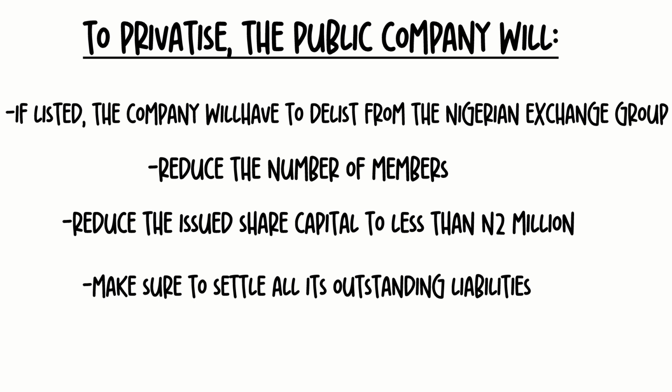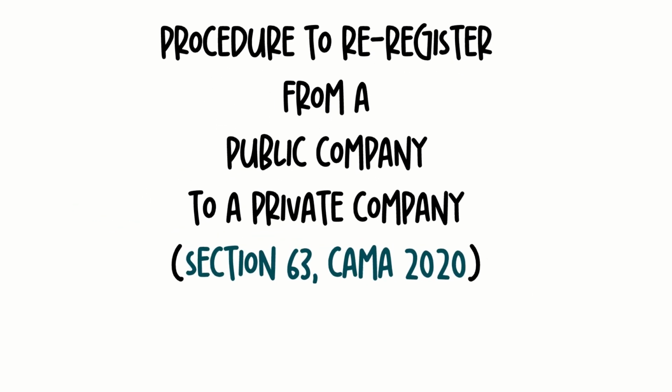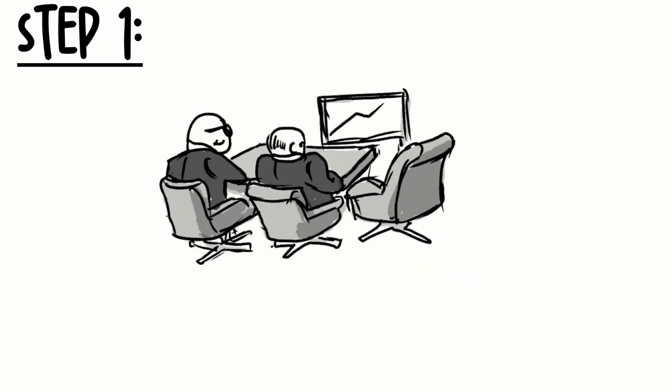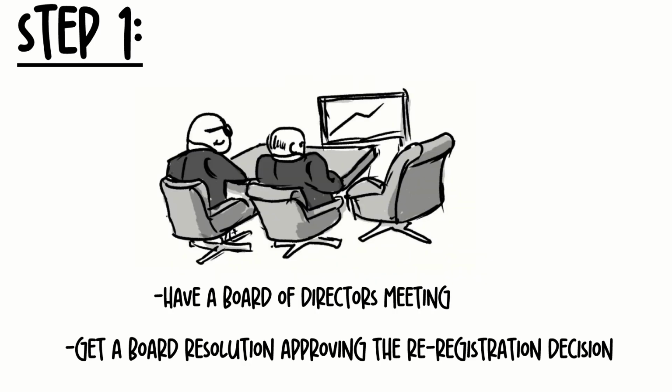According to Section 63 of the Companies and Allied Matters Act 2020, here are the procedures to take to re-register the company as a private company. So the first step is to have a board of directors meeting. This is a meeting where all the directors of the company would come together. This is a very big decision after all. So there has to be a board resolution approving the re-registration of the company as a private company.